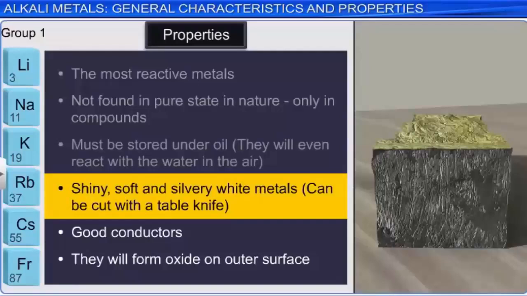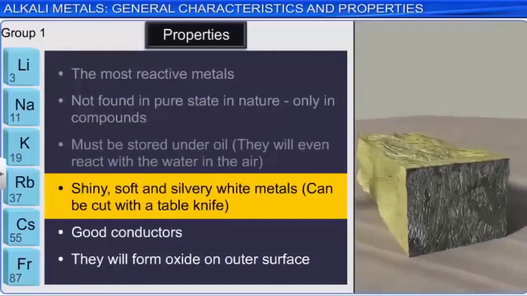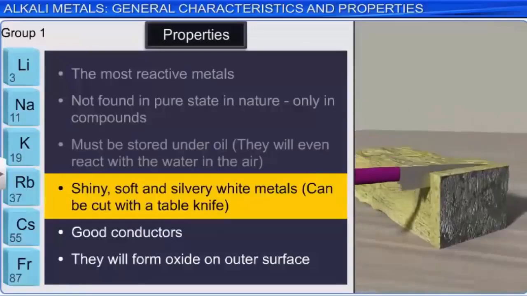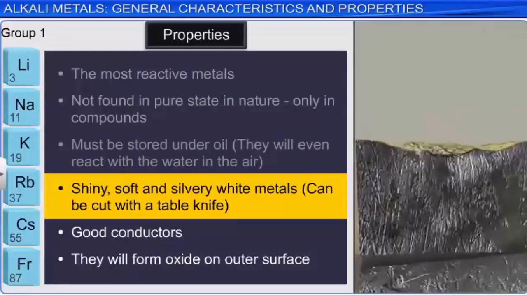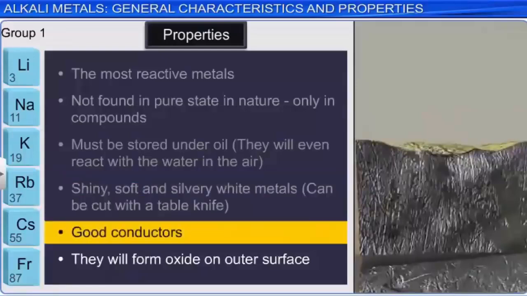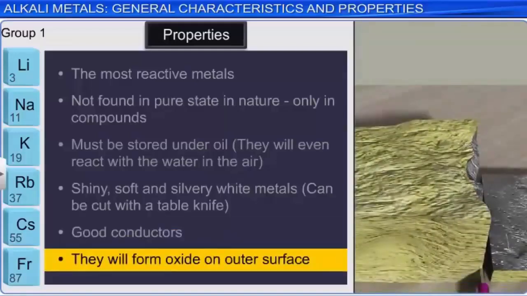Like all metals, they are good conductors of both heat and electricity. As shown in the diagram, they will form a dull oxide layer on their outer surface when exposed to air. This layer can easily be cut away to reveal the shiny interior.